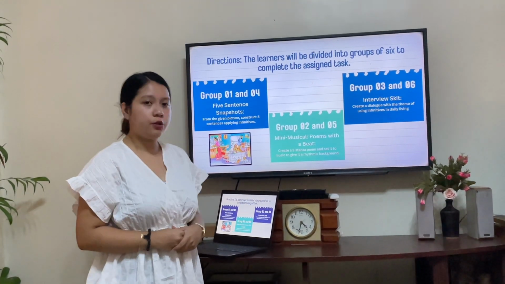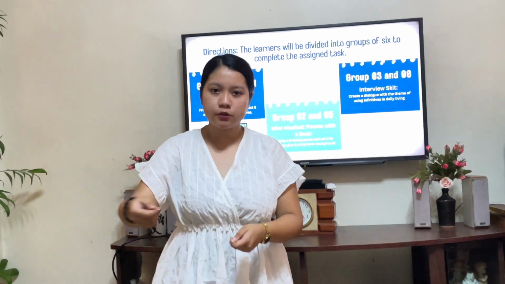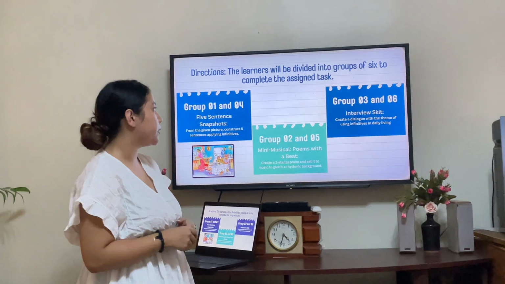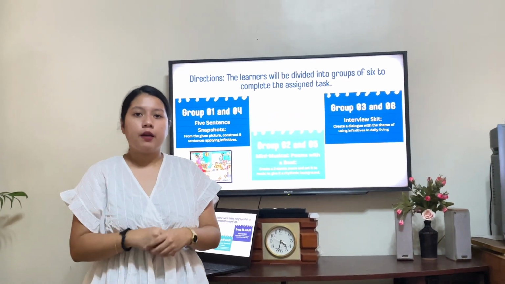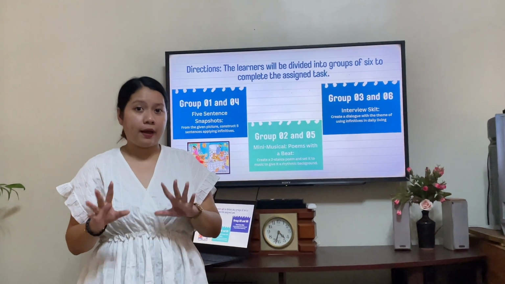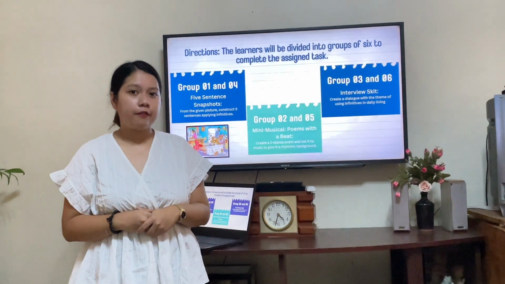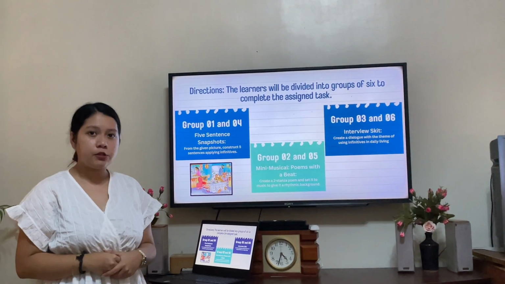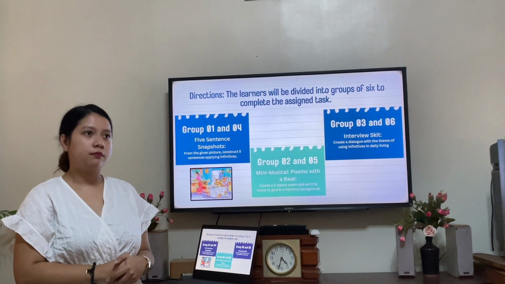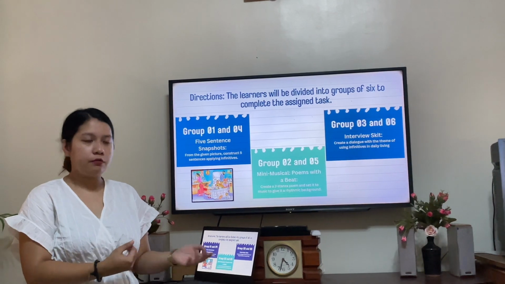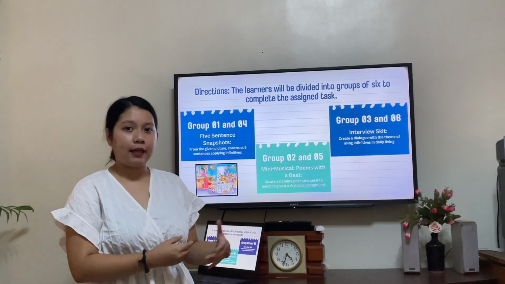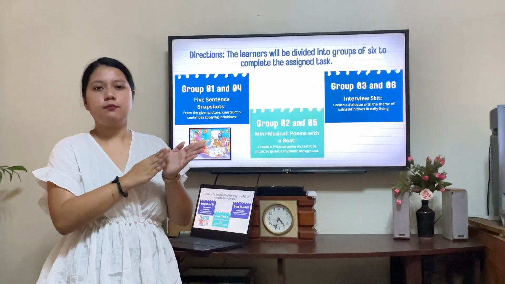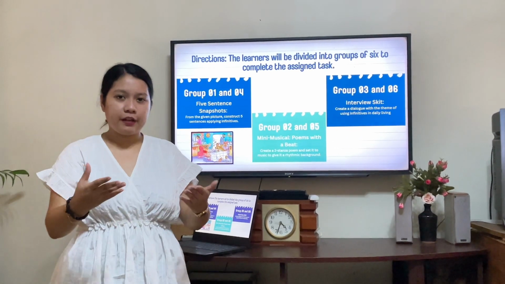So let me give first your rubrics. So this is your rubrics. You are going to score the other team, and we are going to add that later on. So everybody is done now. So let us have first the presentation of group 1 and 4, group 2 and 5, group 3 and 6. So let us clap our hands for these groups. Okay, so give me the rubrics, please.